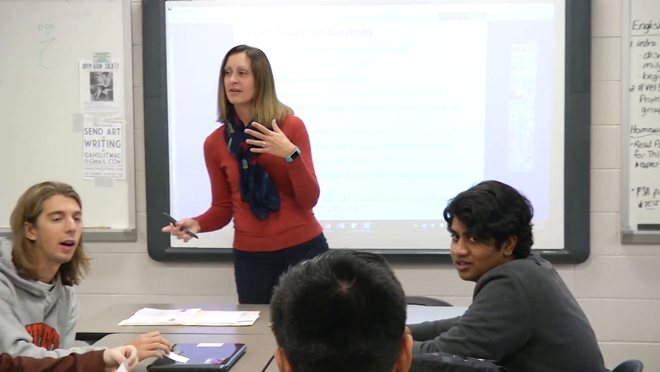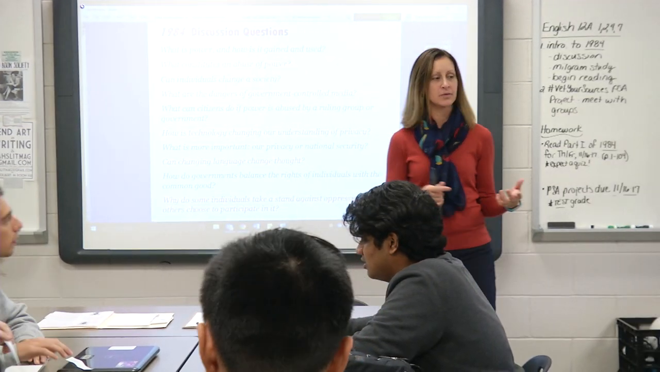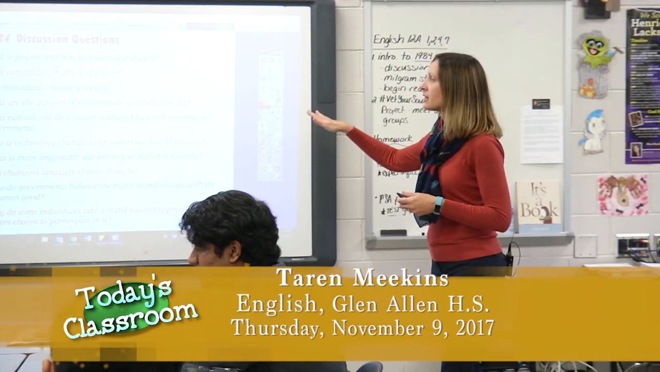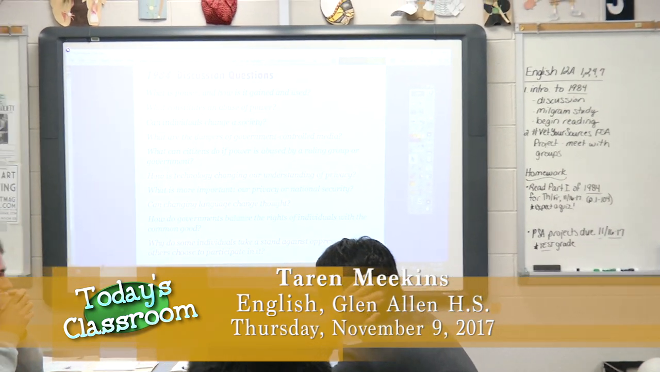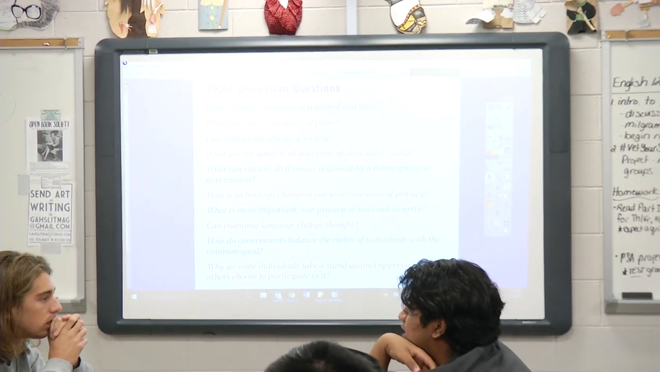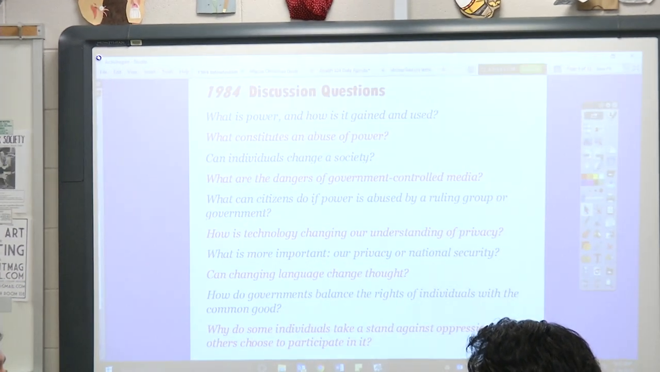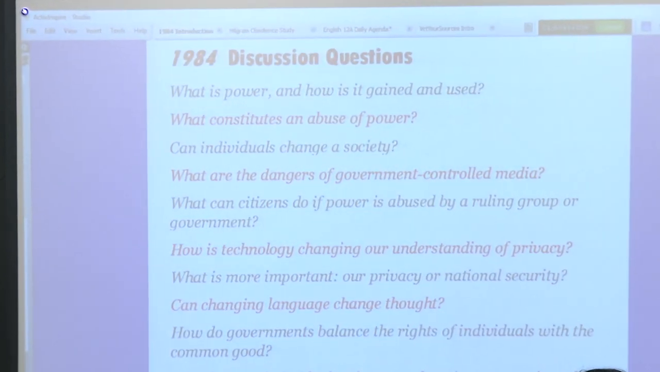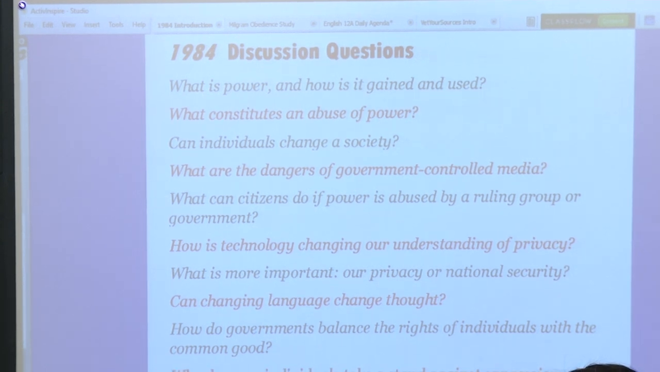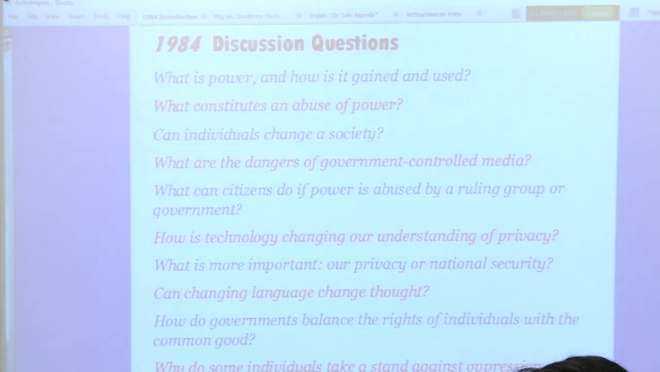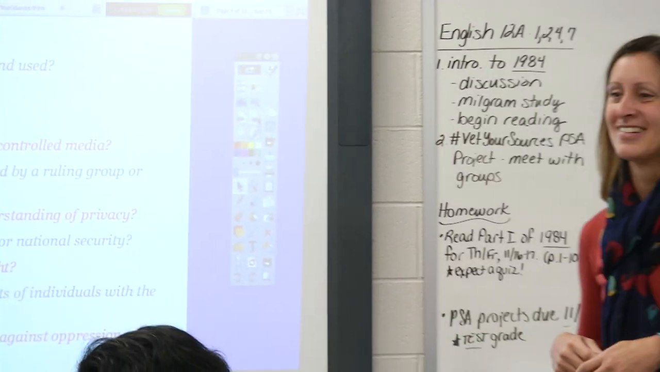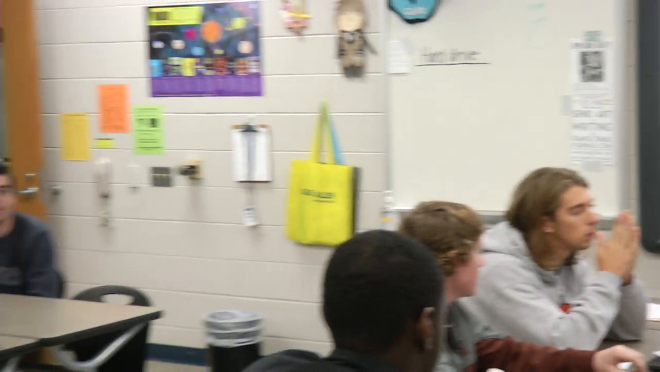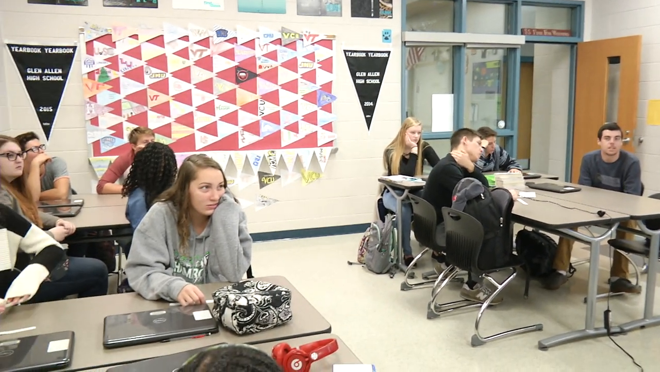Okay, let's come back together and talk about what your tables discussed real briefly. If you look at the board, these are all of the questions that showed up in those envelopes. You didn't have a chance to discuss every single question, but all of these questions have something to do with the novel that we're about to start reading. So I'm going to pick on Carla. What question did you choose out of the envelope, Carla? What is power and how is it gained and used? So how did you define power? I said it's kind of like a combination of wealth and control. Wealth and control, all right.